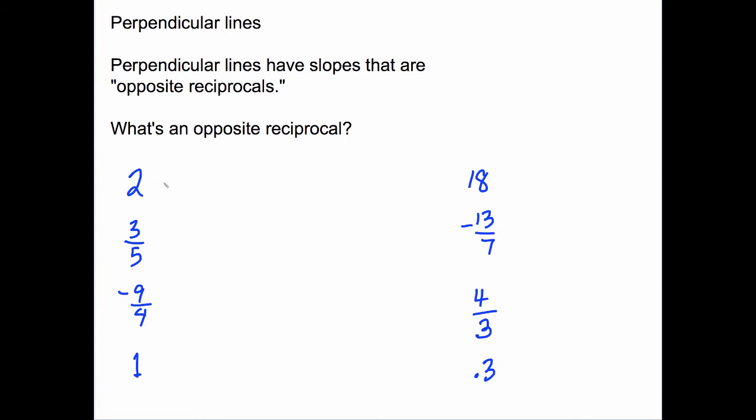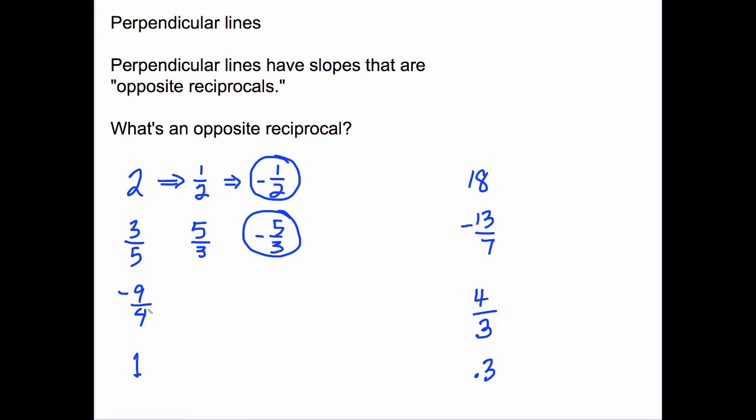So, to find the opposite reciprocal of 2, first we find the reciprocal of 2, that's 1/2, and then we find the opposite of it, that's negative 1/2. So negative 1/2 is the opposite reciprocal of 2. For 3/5, we find the reciprocal, 5/3, and then the opposite of that, that's negative 5/3. So negative 5/3 is the opposite reciprocal of 3/5.